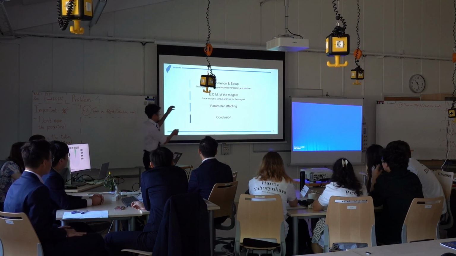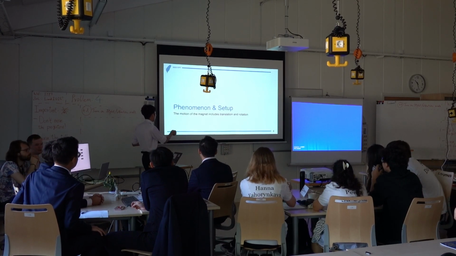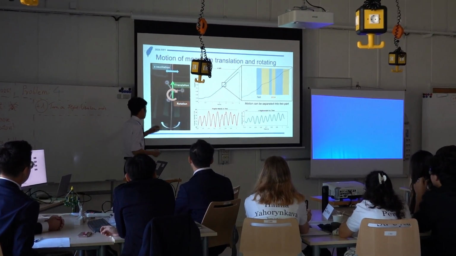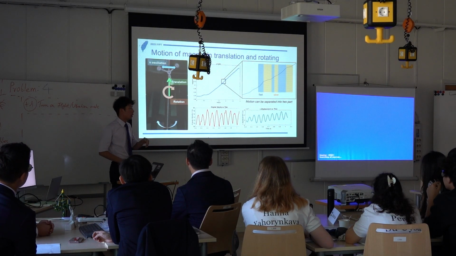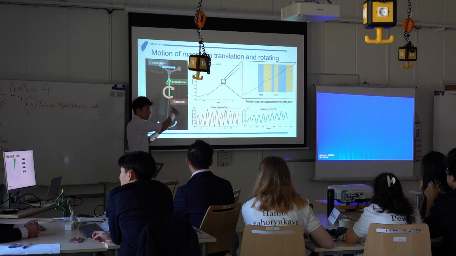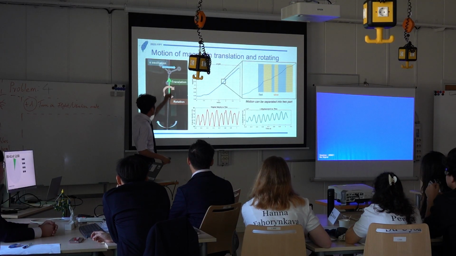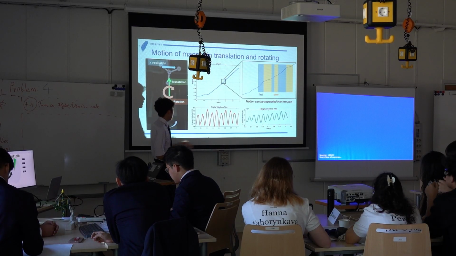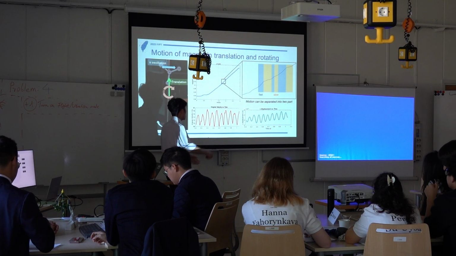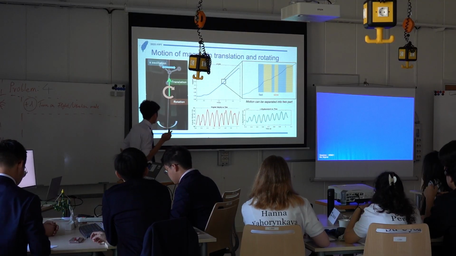So first of all, let's go through the outline for today. We're talking about the phenomenon and setup. We spin this rod, and you can see that the magnet is actually climbing up, and there are three directions of motion. The first is that the magnet starts to rotate, and it also has a translation climbing up, and in the x direction it is a little bit oscillating. You can also see that the angular velocity is oscillating too.